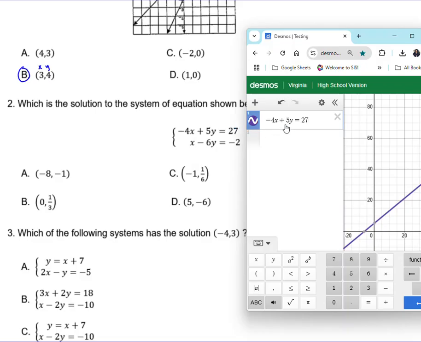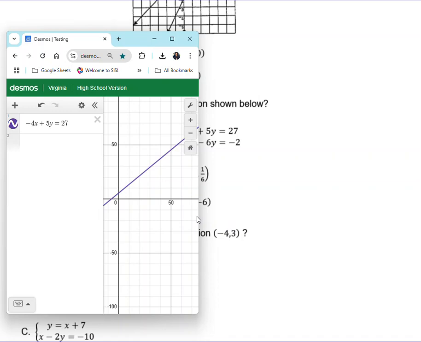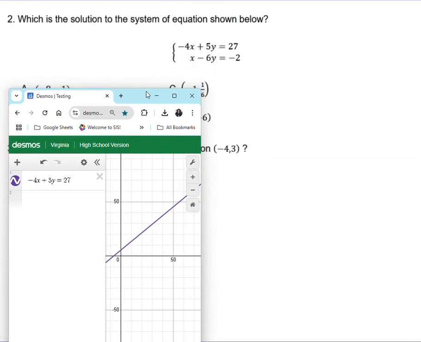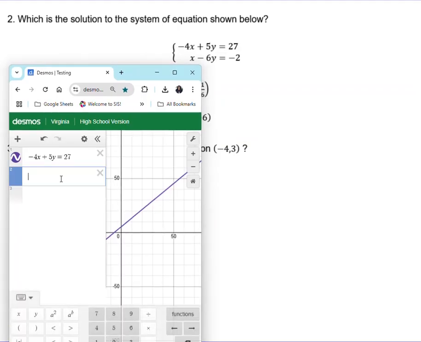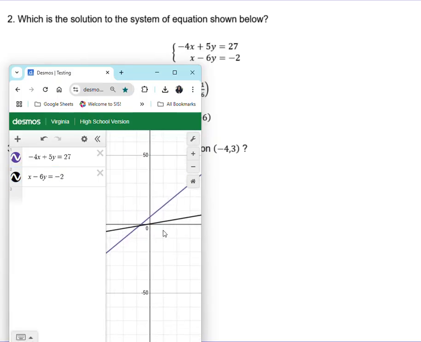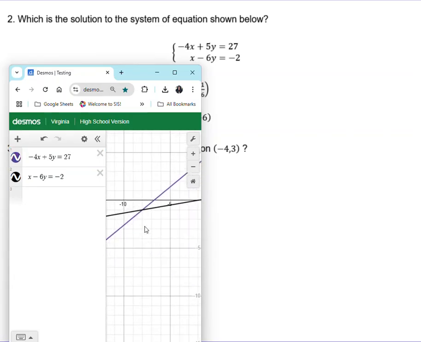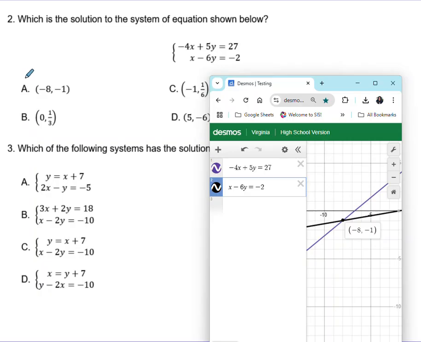So here's my first equation. Okay, let me put it over here. All right, there we go. And then here's my second equation. I'm going to graph it in the second line. And then we're just going to see where they cross. Do not click on all these other points. I don't care about all those points. I only care about where they cross each other. Well, they intersect at (-8, -1). And that's it, you guys. That's the answer.